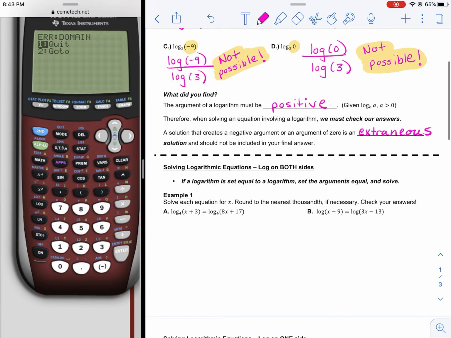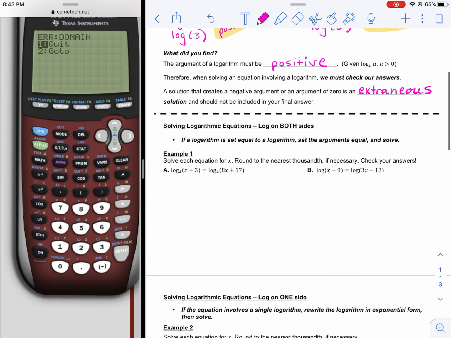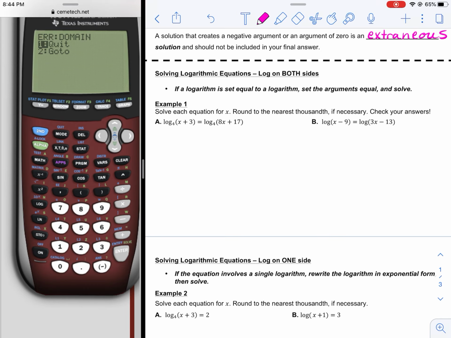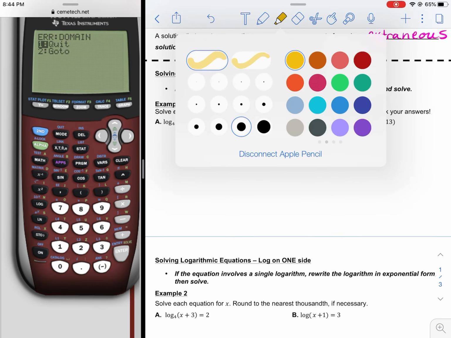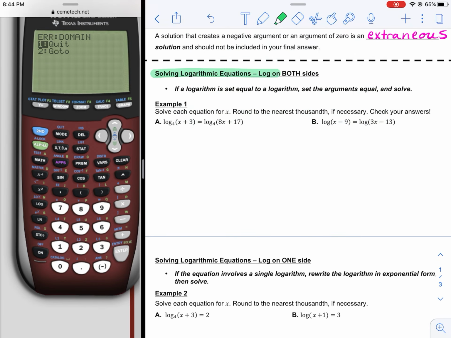Okay, so now we're going to take a look at how to solve a few different types of log equations. The first type of equations that we're going to look at are going to have the word log on both sides. Okay, and these are the easiest types of log problems to solve. If a logarithm is set equal to a logarithm, just set the arguments equal and solve.